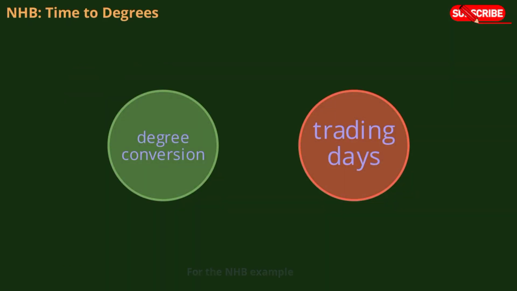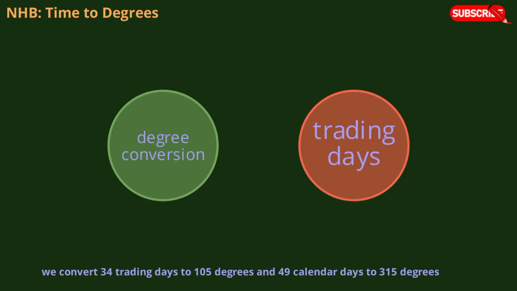For the NHB example, we convert 34 trading days to 105 degrees and 49 calendar days to 315 degrees. These conversions, again, use the static degrees table or an online calculator.